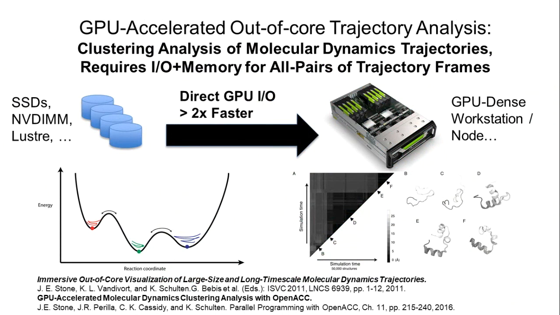And this is an example of one such calculation that's very I/O intensive. It's both compute intensive and I/O intensive. But if you don't do something about the I/O, it ends up being an I/O bound calculation. And if you have a trajectory that's in the range of 20 to 30 terabytes, that can become a serious problem. So we've put some energy into this.